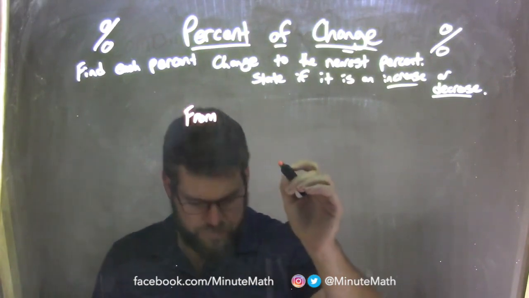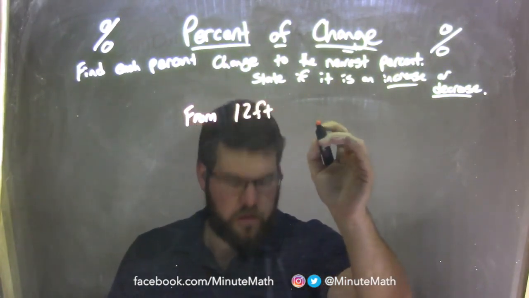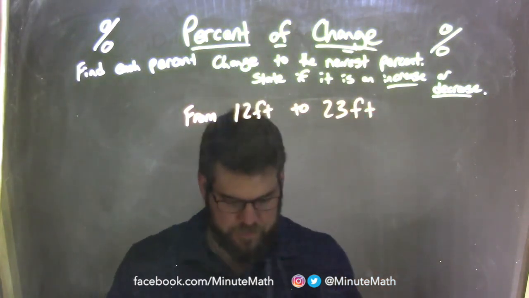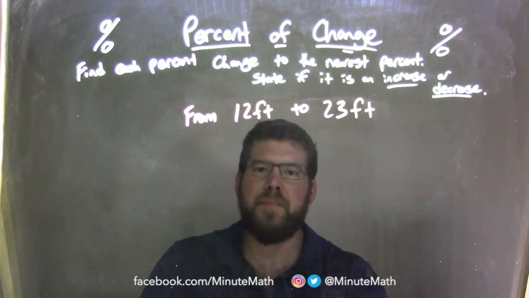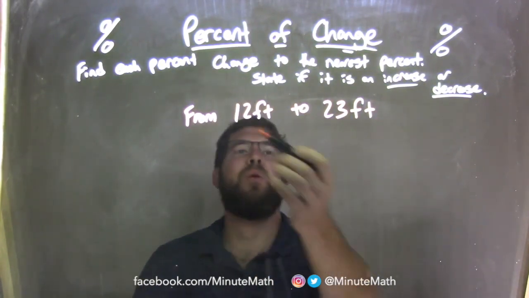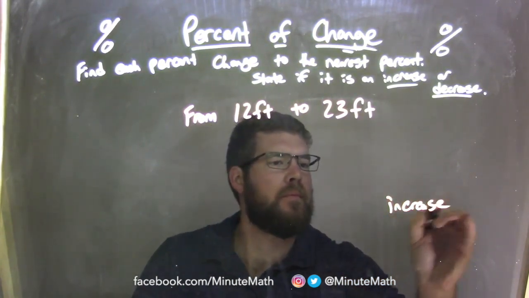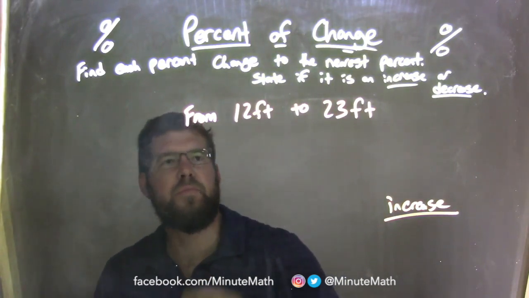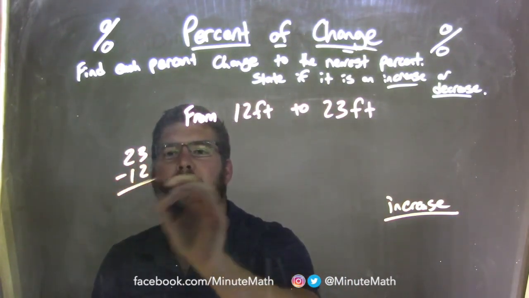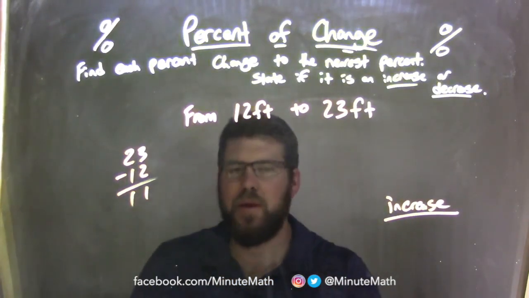From 12 feet to 23 feet. Well, 12 feet to 23 feet, is that an increase or decrease? We're going up. Increase. Right? It's an increase. So now I need to find the difference between these two numbers. 23 minus 12. 3 minus 2 is 1. 2 minus 1 is 1. We have an 11-foot difference between these two numbers.